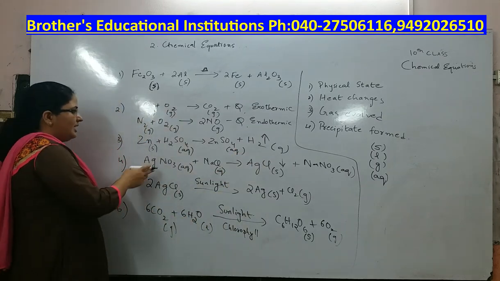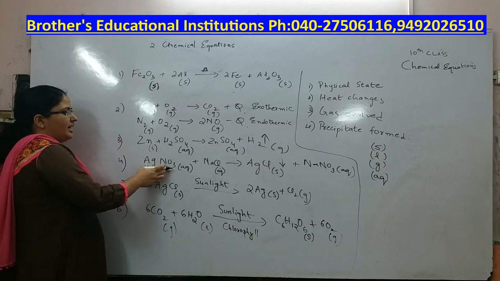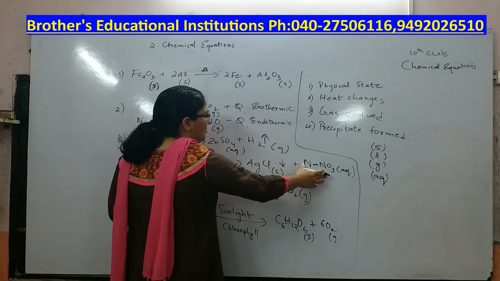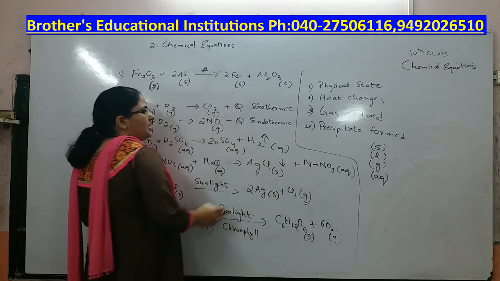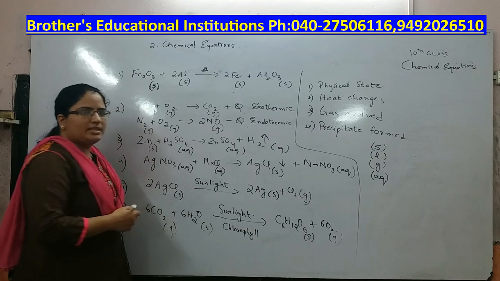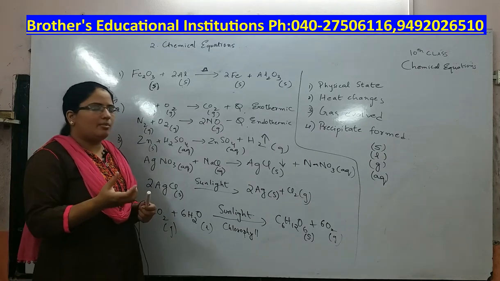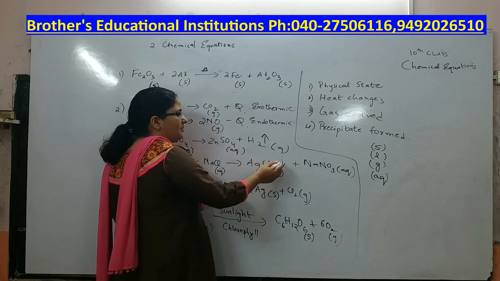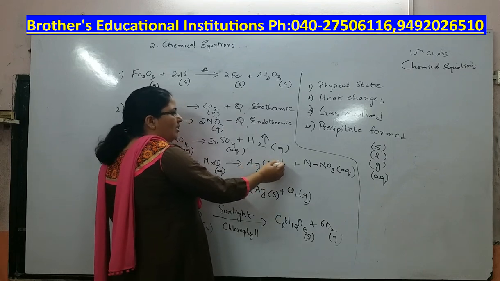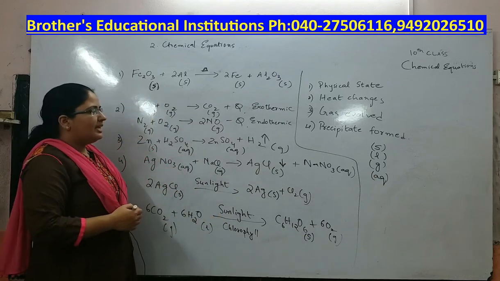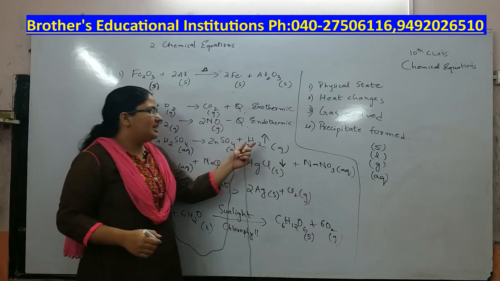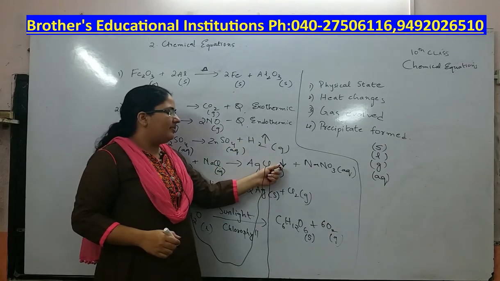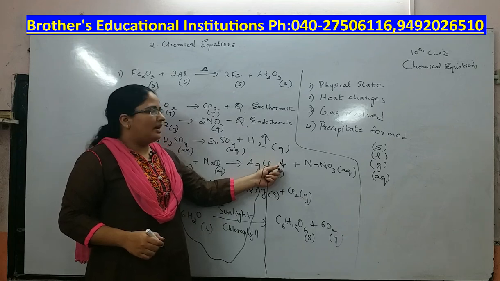Okay, observe the next equation: AgNO3, silver nitrate, plus sodium chloride gives rise to silver chloride plus sodium nitrate. This silver chloride is in precipitate form. A precipitate is a solid substance that is formed and settles at the bottom. Here AgCl is that solid, forming as a precipitate. So you can indicate it with an arrow pointing downwards. Gas is represented by an arrow pointing upwards, whereas a precipitate is indicated by an arrow pointing downward like this.